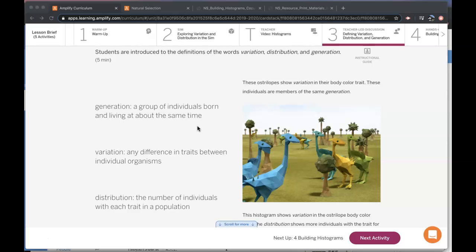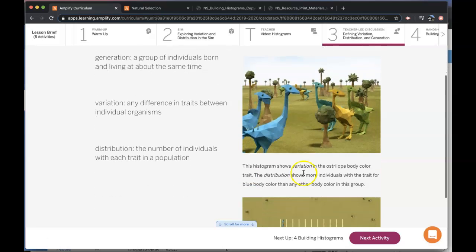Anyways, that's a generation, so they're living at about the same time. Variation is any difference in traits between individual organisms. You can see these australopes over here show variation in their body color trait. These individual members are of the same generation. They're pretty much born and living about the same time, and they have a variation of body color trait.